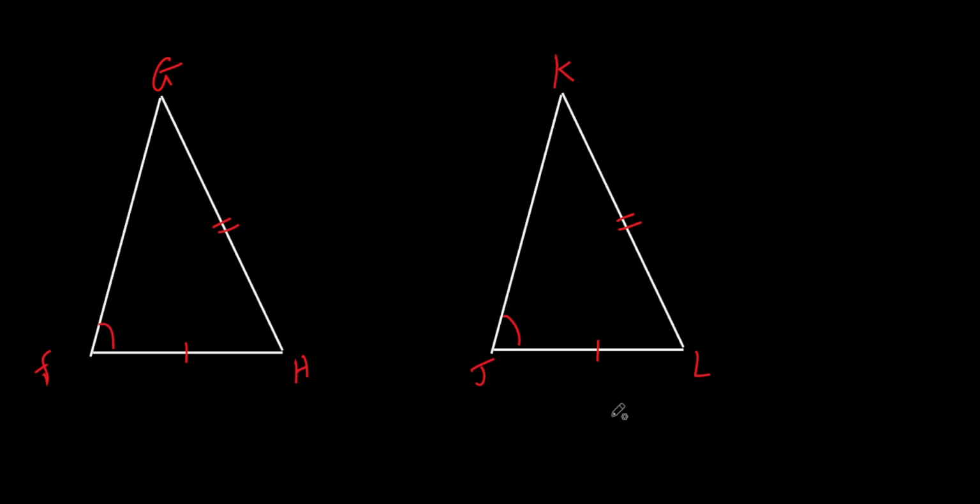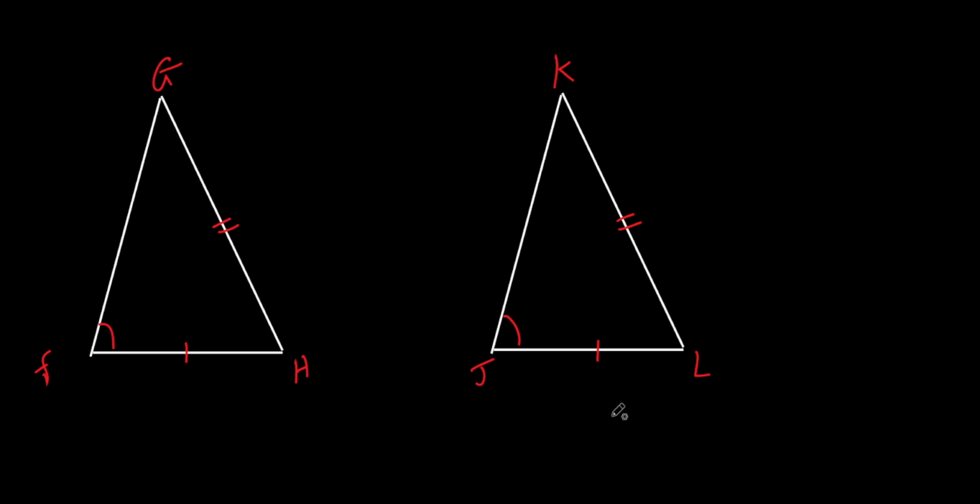So I've got two sides and an angle, right? So it must be side, angle, side. Is that correct? Why not? Because the angle is not in between the two sides. If they would have told me angle H equals angle L, then would they be congruent? Yes. Right now, as it sits, are they congruent to each other? We can't say they are. We don't know that they are.